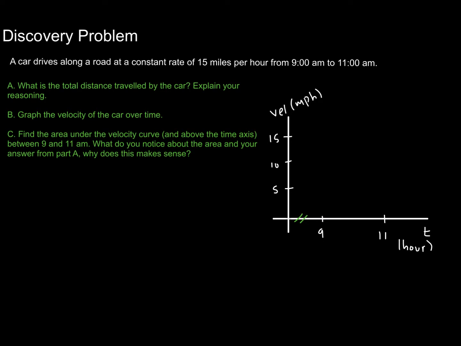Alright, so to help make sense of why we'd want to find the area under a curve, we're going to go ahead and complete this discovery problem. A car drives along a road at a constant rate of 15 miles per hour from 9 a.m. to 11 a.m. Go ahead and answer questions A, B, and C. Take your time with them, and then we'll go ahead and talk about it.